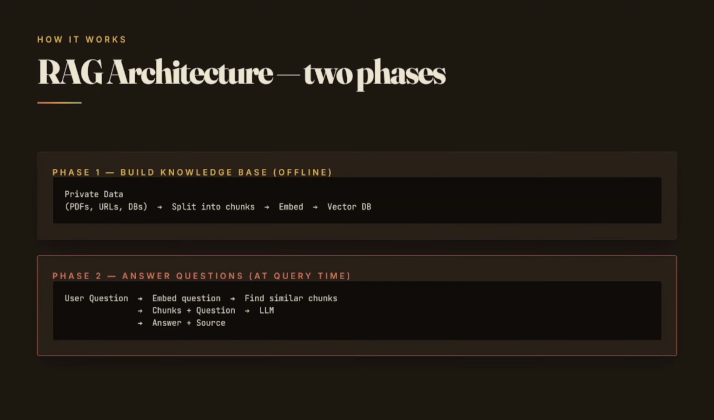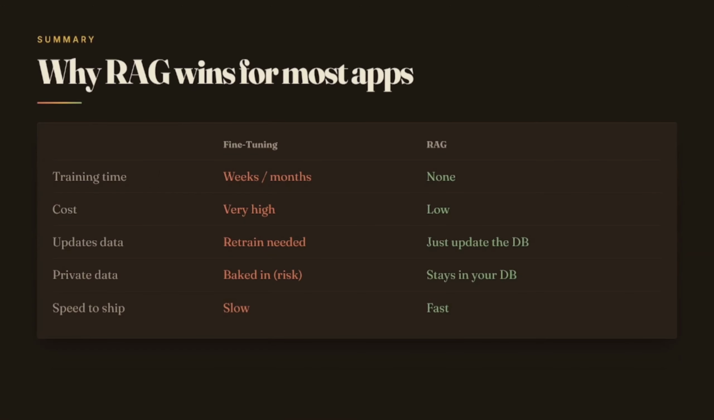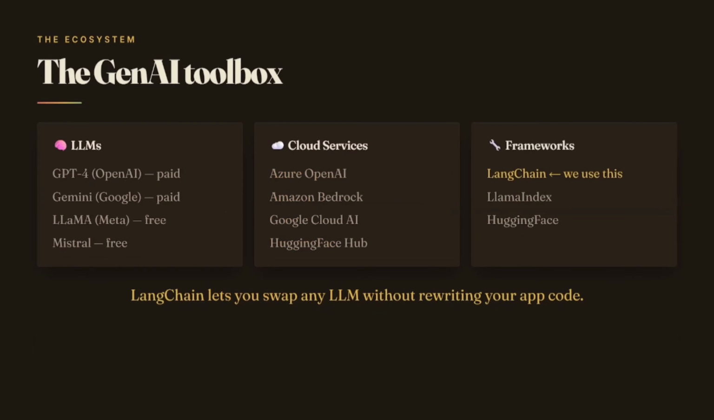RAG is option 2. When a user asks a question, the system retrieves the most relevant chunks from your private database and hands them to the LLM as context. The LLM reads those chunks and answers the question without ever having been trained on your data. This approach is faster, cheaper, and far more flexible than fine tuning. It's how most enterprise LLM applications are built today.